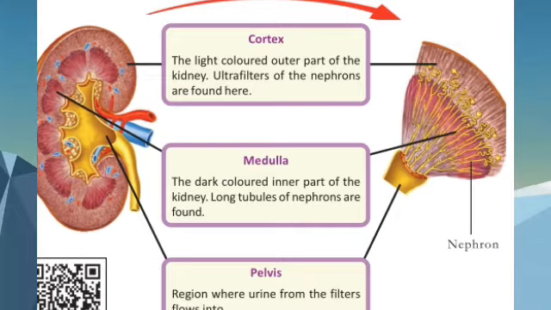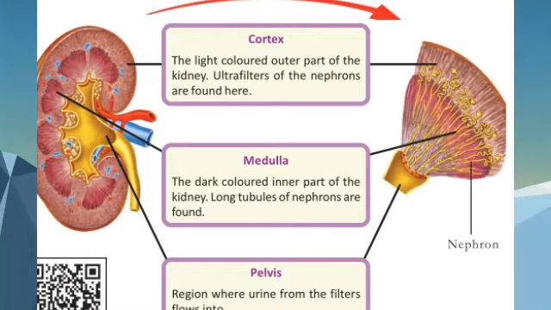Okay, these are the important areas of the kidney. We can now discuss the inner parts of the kidney. The inner parts consist mainly of nephrons. Nephron is the very important basic unit of kidney. Lakhs of nephrons are found inside the kidney.